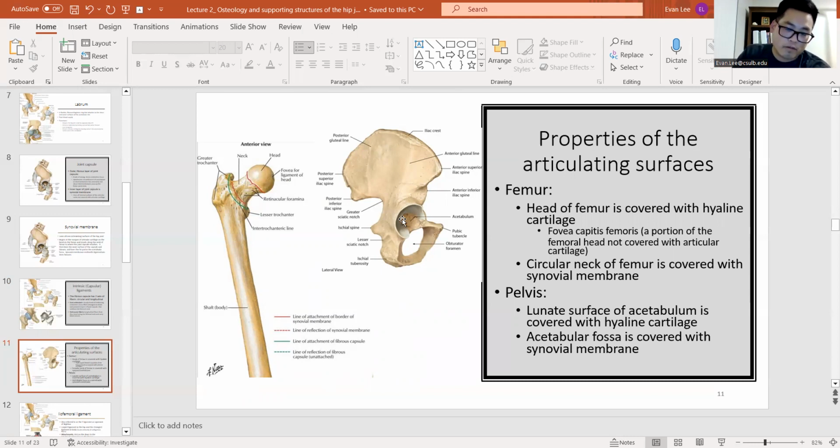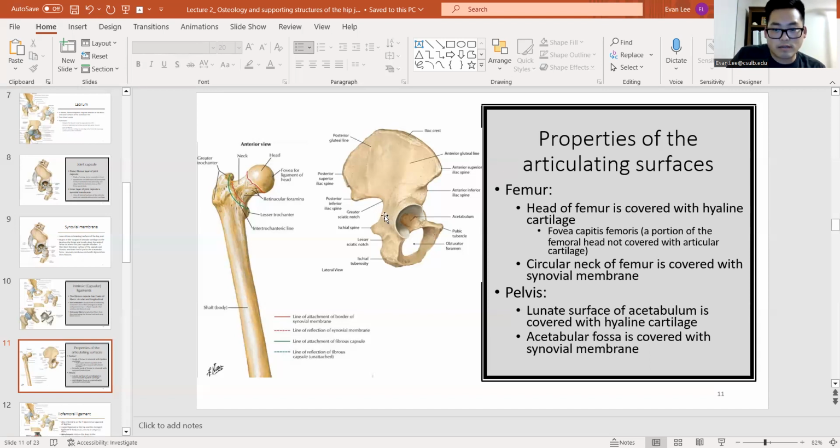So for many synovial joints, and in this case, there's going to be an articular cartilage. The articular cartilage is going to be made up of hyaline cartilage. You'll see that it's going to be surrounding the head of the femur, but it's also going to be inside, surrounding the acetabulum as well, along the lunate surface. So the parts that are going to be in high contact, the head of the femur and the lunate surface of the acetabulum, that is going to have that articular hyaline cartilage.